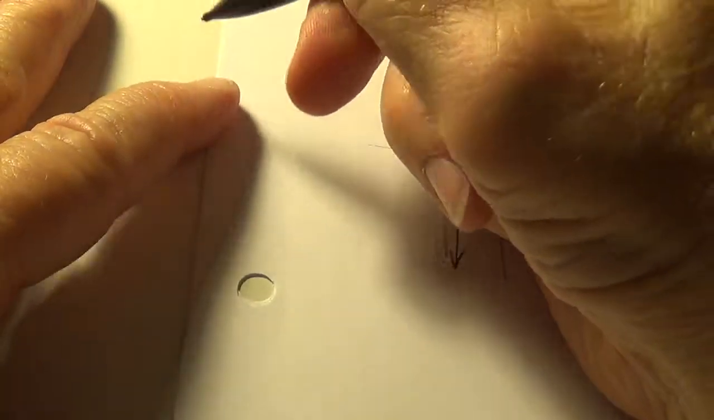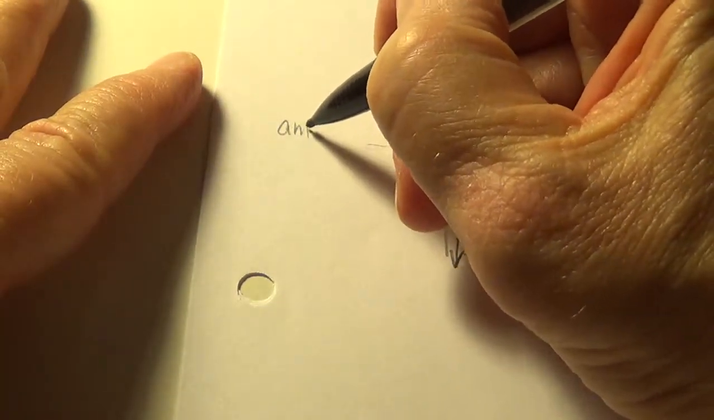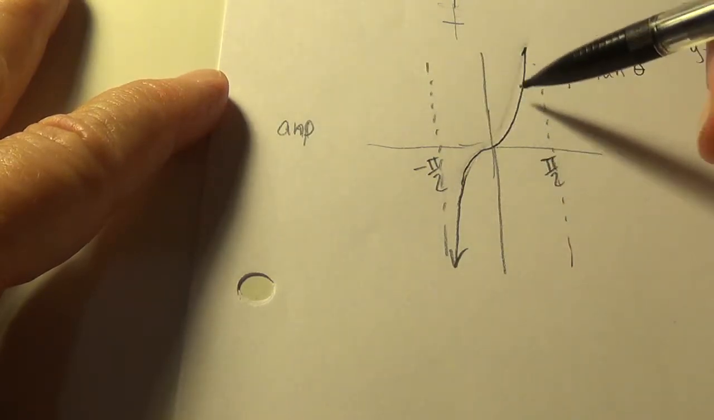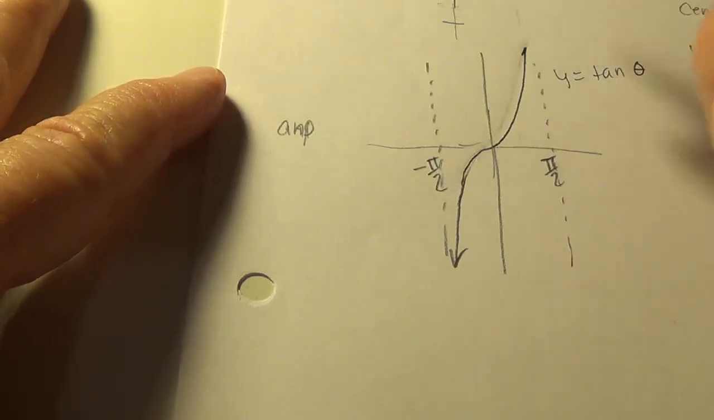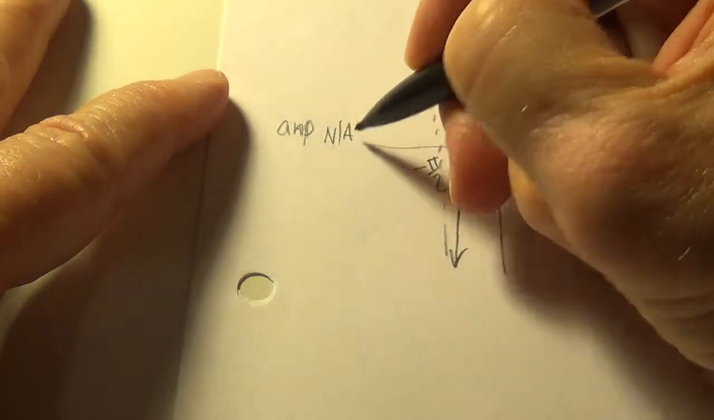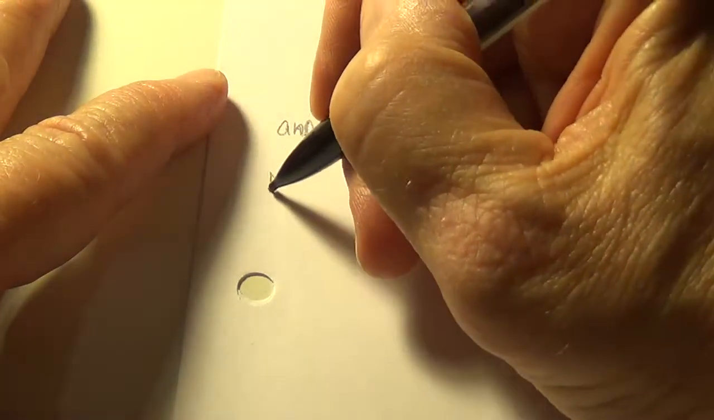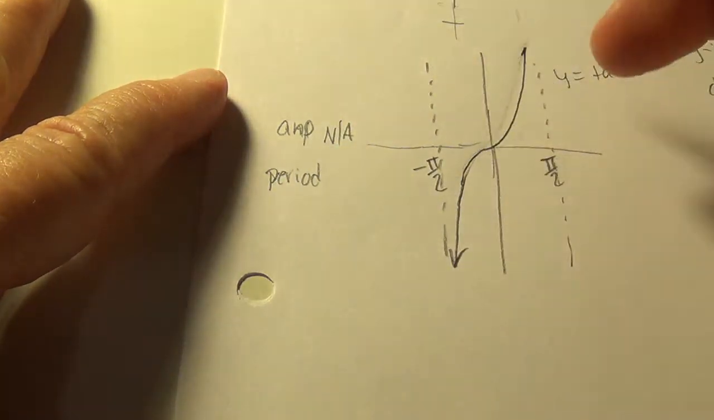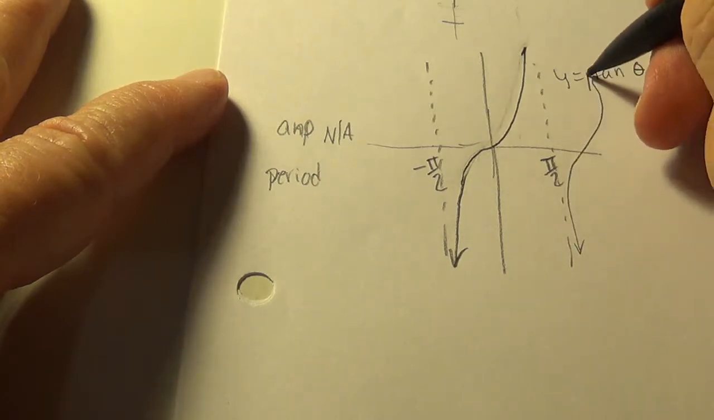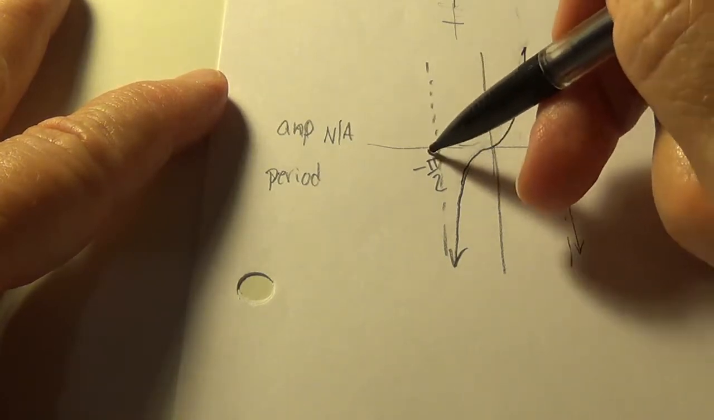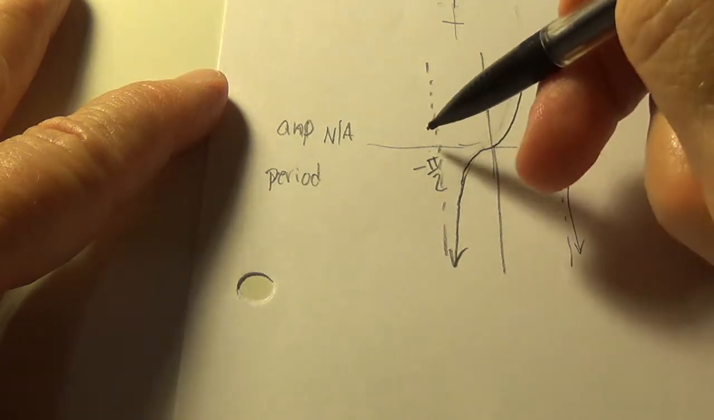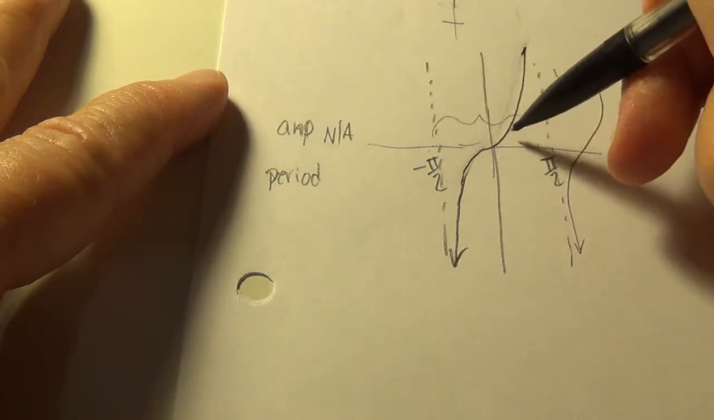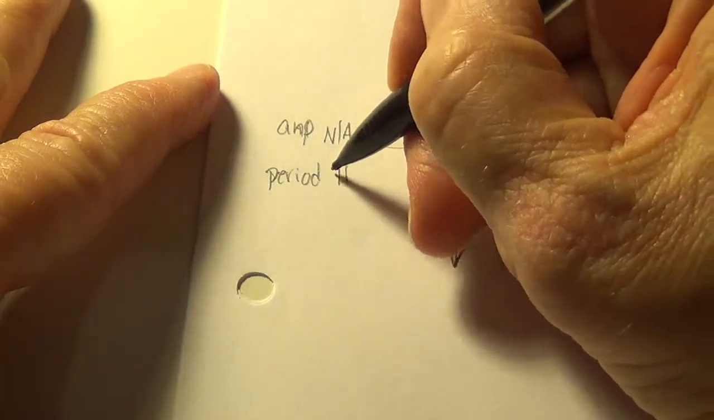So we have amplitude, and that's the difference between the center line and the highest or lowest value. This goes on forever, so it's not applicable. There's no amplitude that I can describe. Period: it starts here and goes here, and then it would repeat itself. From here to here, this is -1/2 this way and 1/2 this way. So all together, there's a half on this side and a half on this side. So altogether the period is 1 full pi.